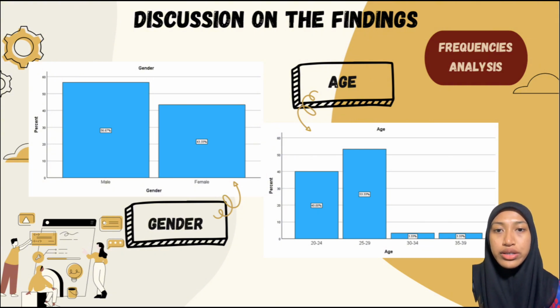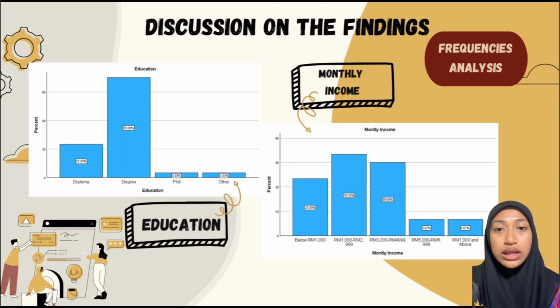The second bar chart is age. The majority of respondents were young adults, aged 20 to 29 years old, making up over 90% of the sample. This is relevant because this age group is typically at the critical stage of starting a career and considering home ownership. The third bar chart is about education, which shows most respondents, 70%, hold a degree. This indicates that the sample is relatively well educated, which may influence their knowledge and participation in government housing programs.